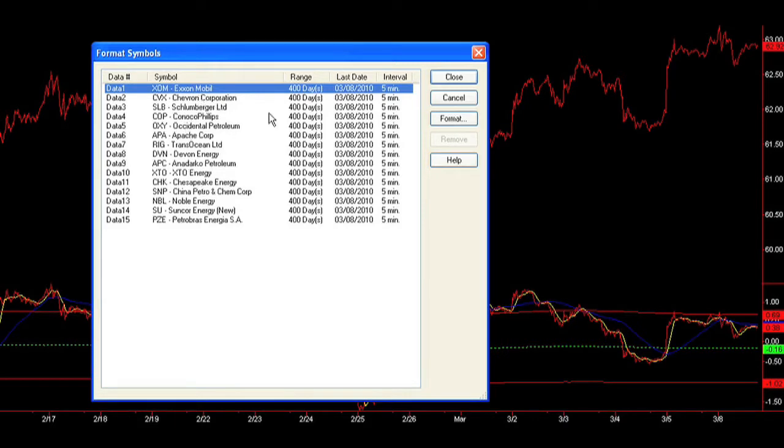You may not be able to read it here, so I'll just rattle them off on the screen. Exxon, Chevron, Schlumberger, Conoco, Occidental, Apache, Transocean, Devon, Anadarko, XTO, Chesapeake, China Petro, Noble, Suncor, and Petrobras.